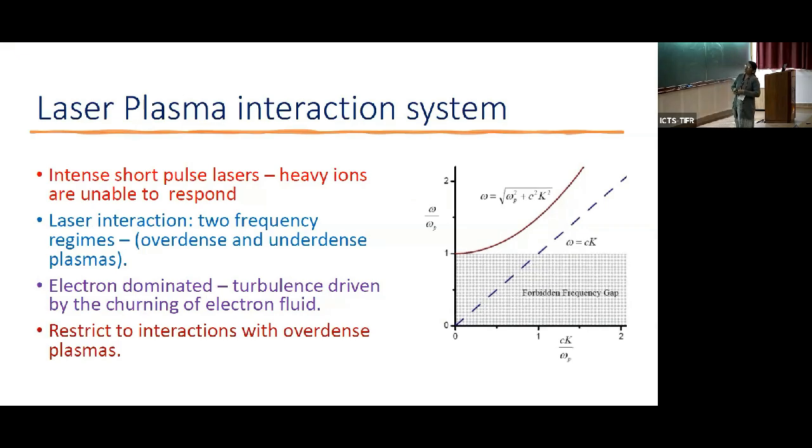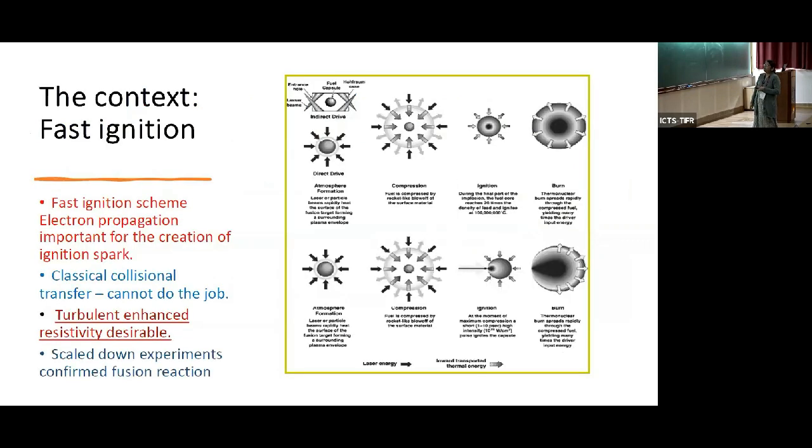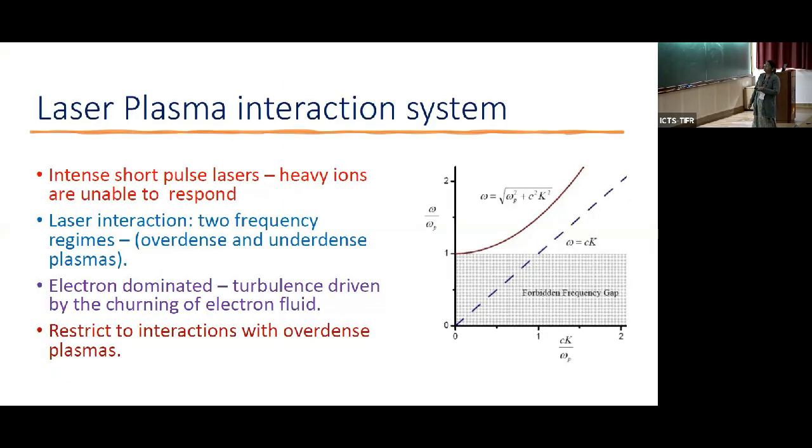So a brief introduction about laser plasma interaction. Basically, the laser can propagate inside the plasma only when its frequency is higher than the plasma frequency, and otherwise this particular frequency domain is forbidden. So the laser doesn't penetrate the plasma if the plasma density is higher and the plasma frequency is higher than the laser frequency.